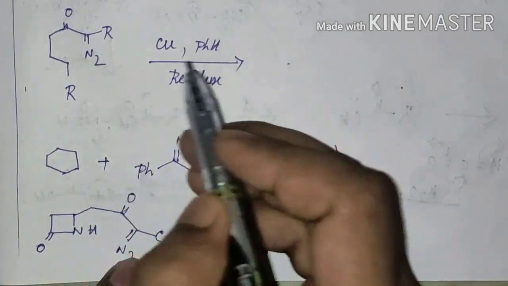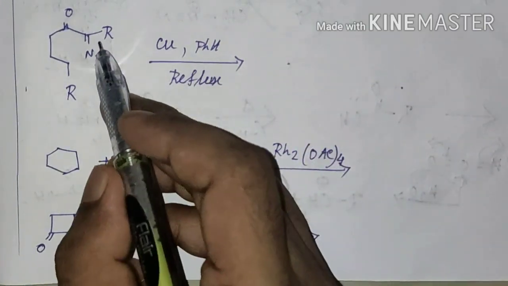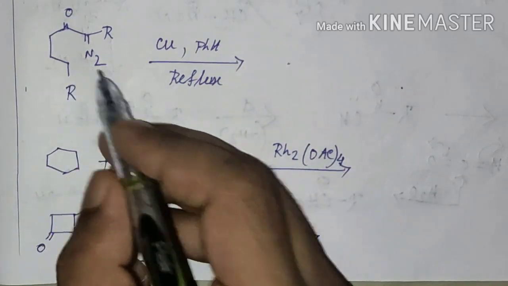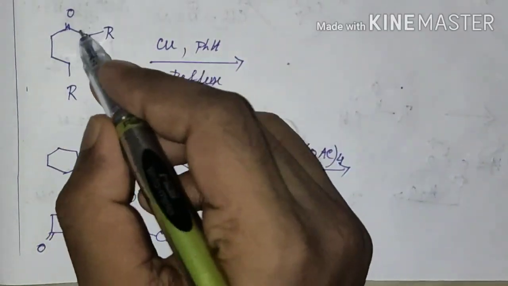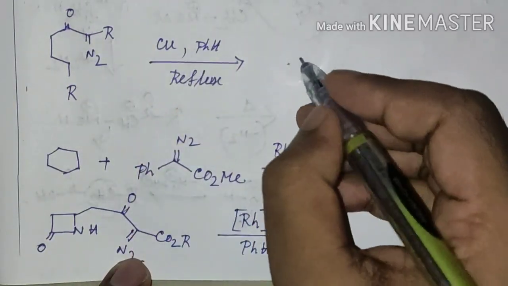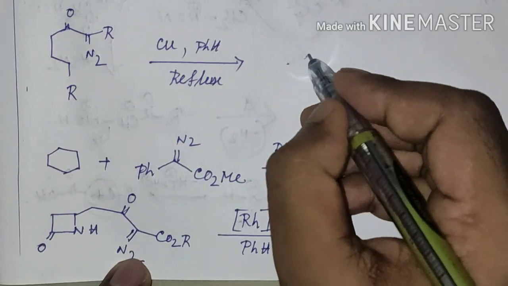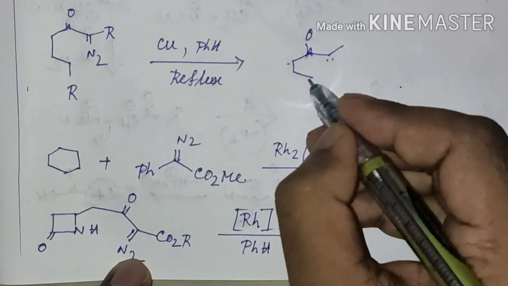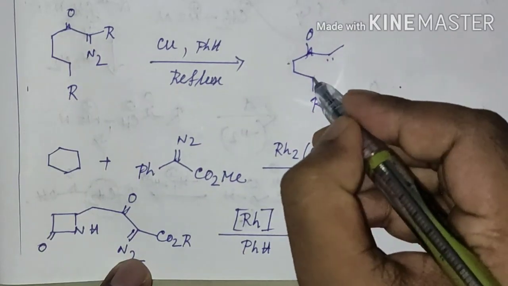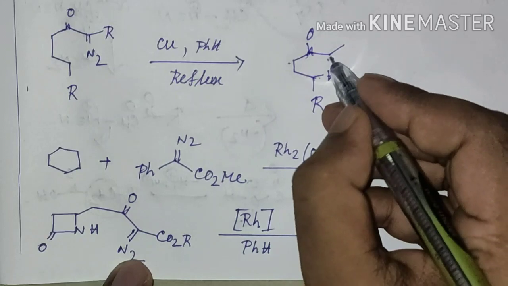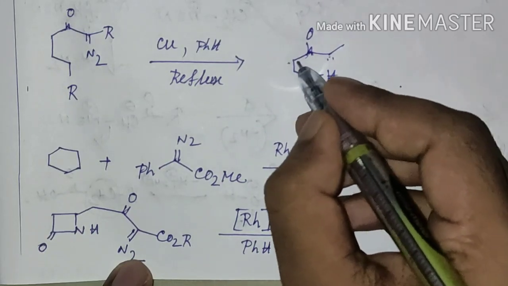Now, if a carbene species is generated, it can undergo insertion within a CH bond. That is, from this diazocarbonyl species, if it is treated with a metal salt, that is a metal catalyst, then it will generate its corresponding carbene, and this carbene can undergo insertion with this CH bond forming a 5-member ring, that is 1, 2, 3, 4, 5.